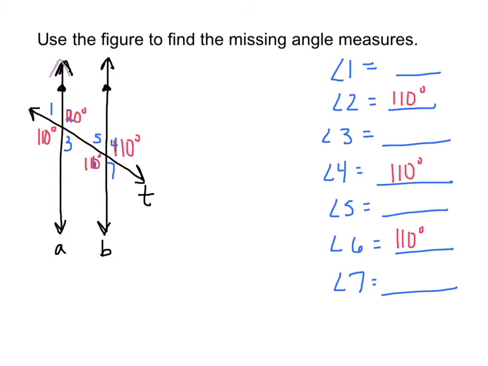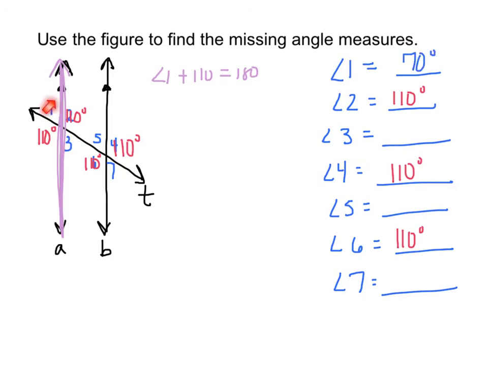So right here, this purple line is a straight line. That means it's 180 degrees. So we know that angle 1 plus 110 has to equal 180. So what would angle 1 have to be in order for both of these to add up to 180? Well, all you do, simple math, 180 minus 110. So that's going to give you an angle measure of 70 degrees. So angle 1 is 70.